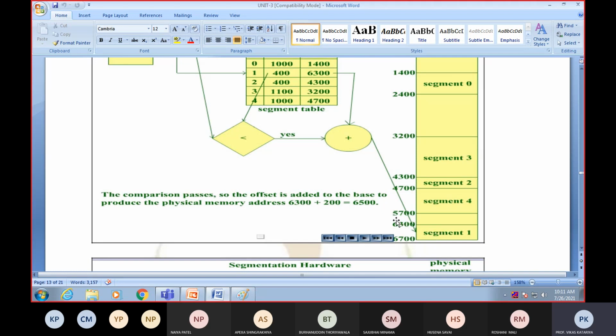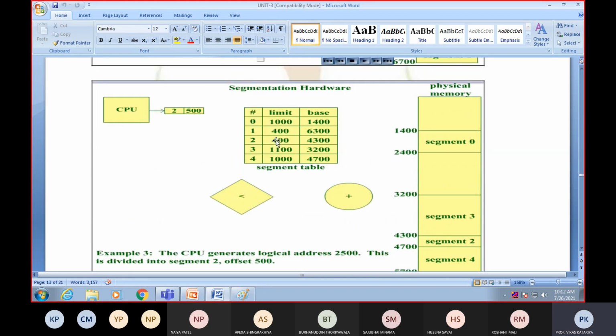This is segment number 1. It starts from 6300 and closes at 6700, and 6500 lies somewhere within it. So this is the record we intend to read. This is how the operating system generates the physical address with the help of the segmentation table. Now let's take another example so that we can understand very well how segmentation works, and how the operating system translates a logical address to a physical address when it is eligible to do so.